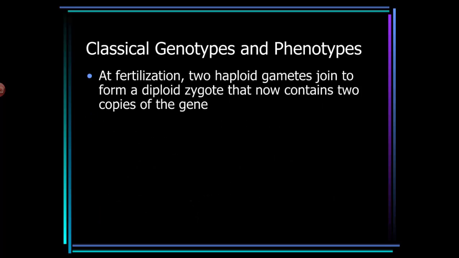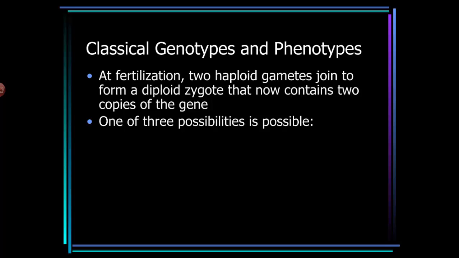So the term haploid we use to talk about gametes that have half the number of chromosomes, one copy of each. And diploid means a cell that has two copies of each. So gametes are haploid. They contain one copy of each chromosome. When two gametes meet at fertilization, they create a diploid zygote, a new organism. And it will have its two copies of the gene, and those two copies will determine what it looks like.